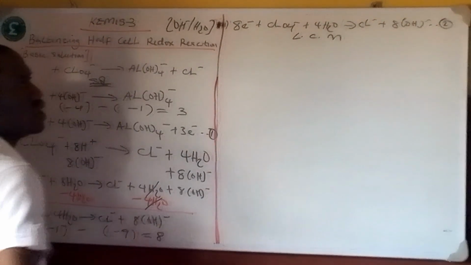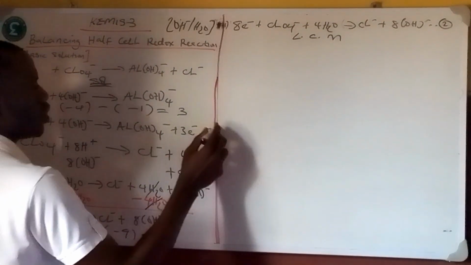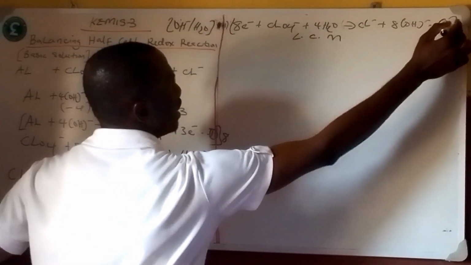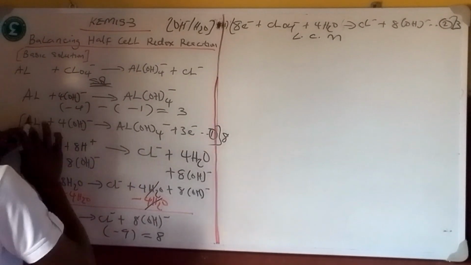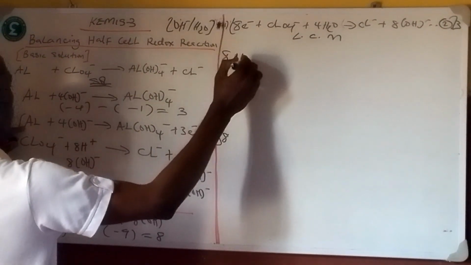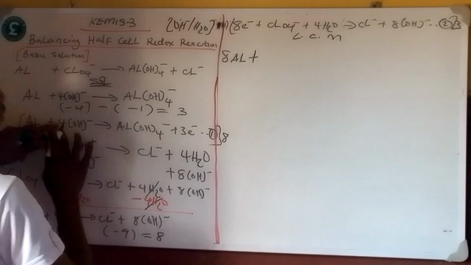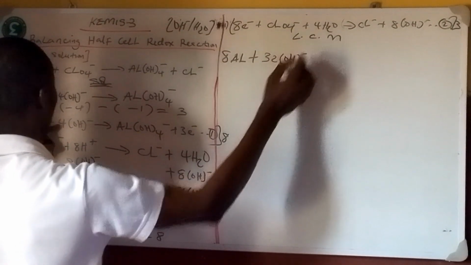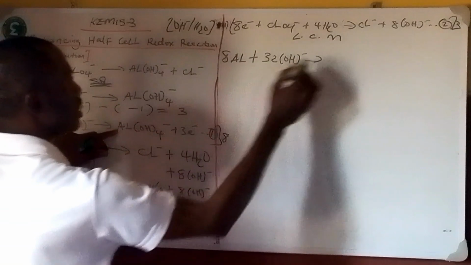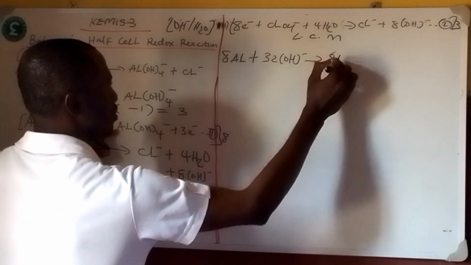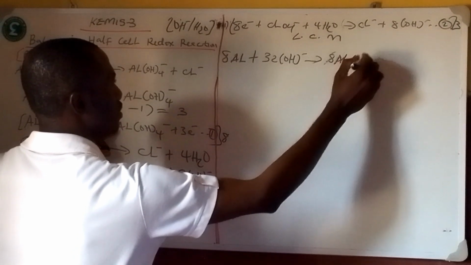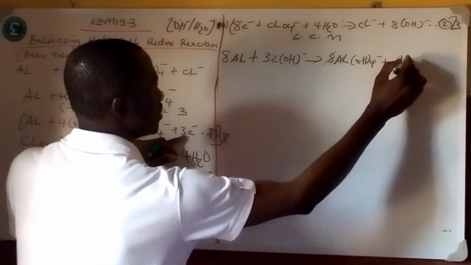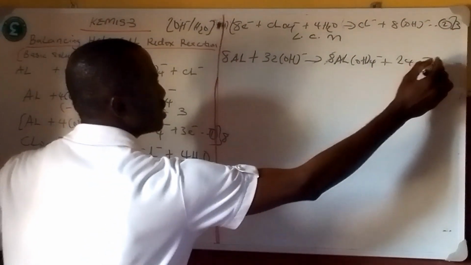I'm going to find the LCM between equation 2 and equation 1. I'm going to multiply equation 1 by 8 and multiply equation 2 by 3. So 8 times 1 is 8 aluminium. 8 times 4 gives me 32 hydroxyl. Then 8 times 1 is 8 aluminium hydroxide, plus 8 times 3, that is 24 electrons. Let's call this equation 4.